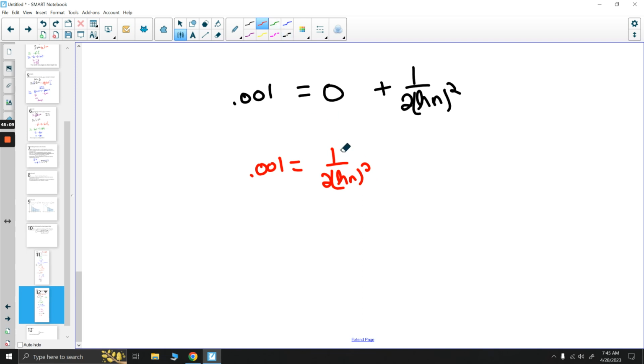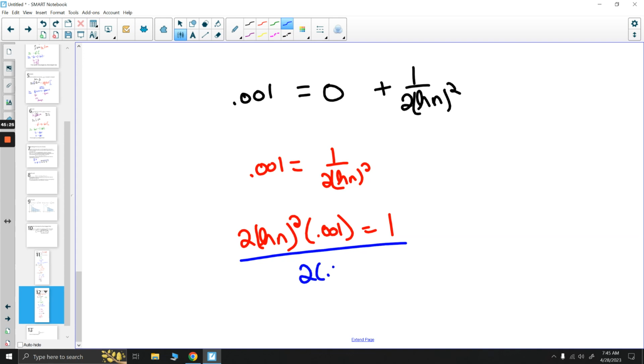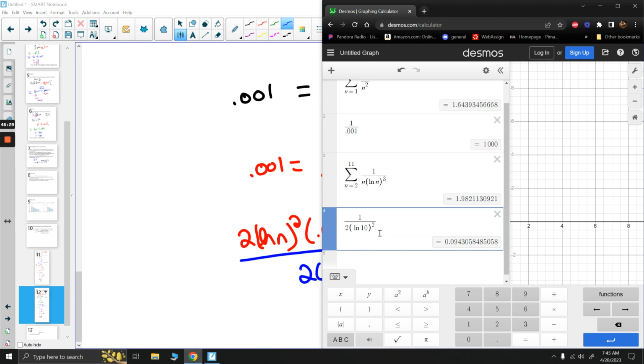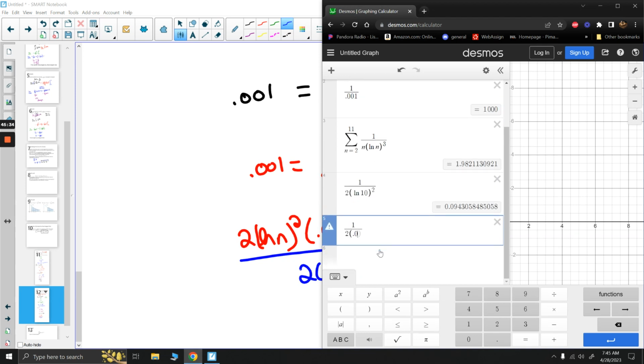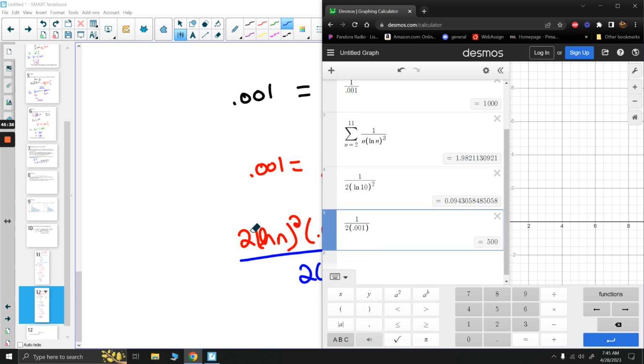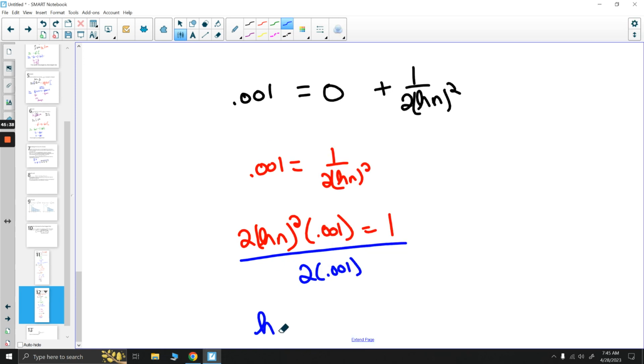So the first thing I'm going to do is multiply both sides by this 2 natural log n squared. So we get 2 natural log n squared times 0.001 is equal to 1. And then I want to get this natural log alone, so I'm going to divide everything by 2 times 0.001. I know I can find what those values are, but I'm not going to bother until now. So 1 over 2 times 0.001. Okay, that's 500. So we get ln n squared is equal to 500.